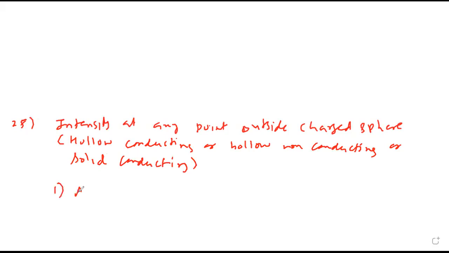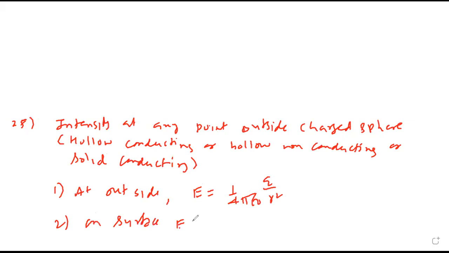So first, at outside, E equals 1 upon 4 pi epsilon q by r square. On the surface, E equals 1 upon 4 pi epsilon q by capital R square. At any point inside, E equals 0. Three formulas: outside, on the surface, inside.